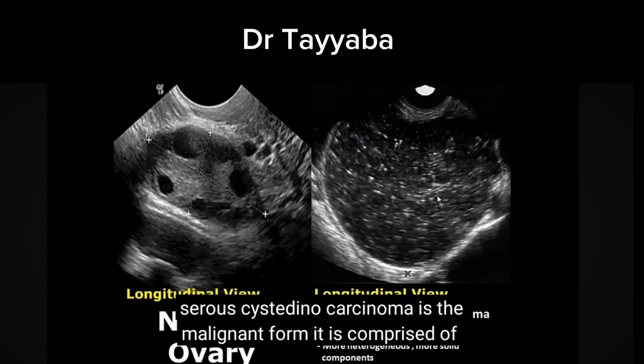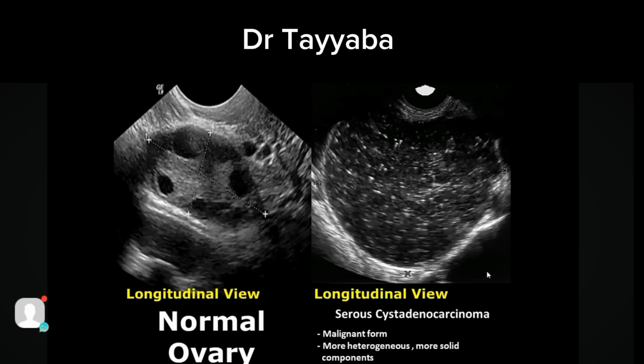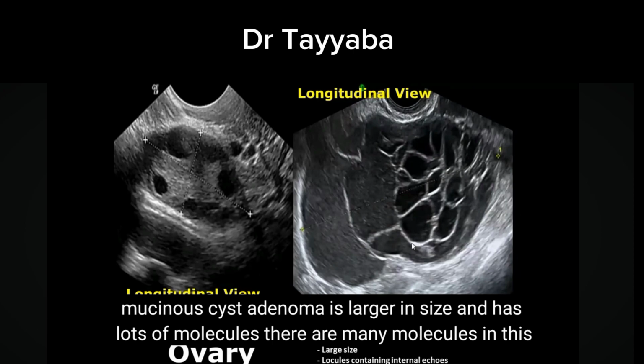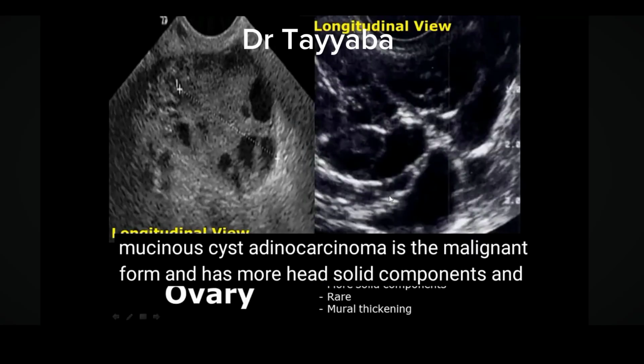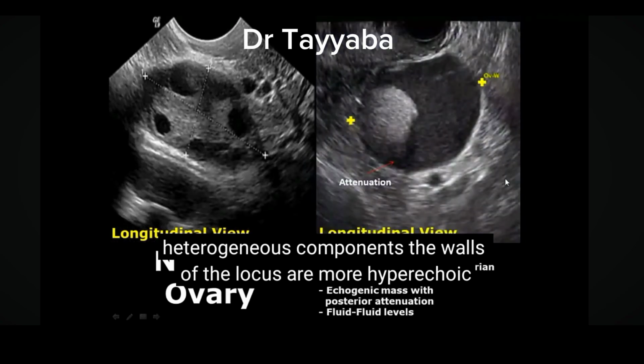Serous cystadenocarcinoma is the malignant form. It has a heterogeneous appearance and more solid components, and the patient may also have ascites. Mucinous cystadenoma is larger in size and has lots of locules. There are many lobules in this cyst. Mucinous cystadenocarcinoma is the malignant form and has more solid and heterogeneous components. The walls of the locules are more hyperechoic.